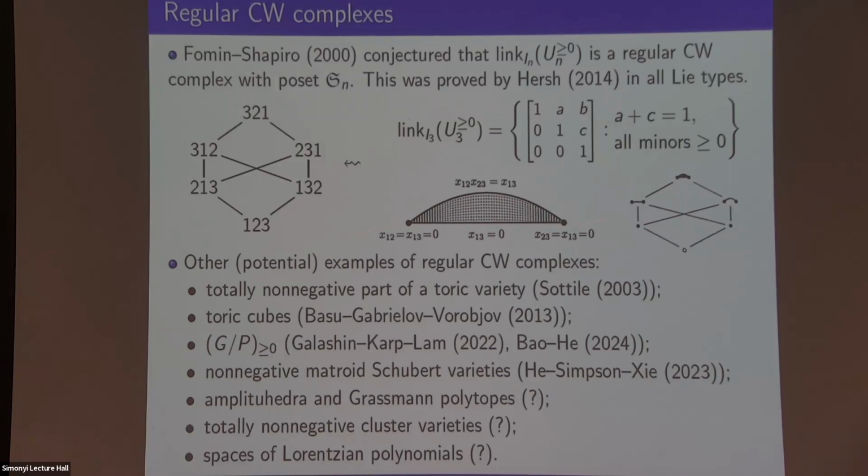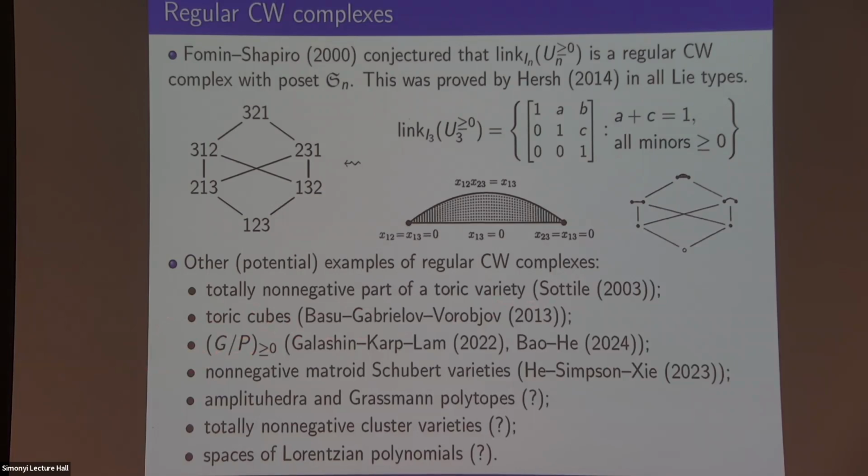Okay, and so I just want to mention some other examples of regular CW complexes. I mentioned polytopes are one example, and actually the totally non-negative part of a toric variety is also a regular CW complex. This is explained by Sottile, where the algebraic moment map gives a homeomorphism to its moment polytope. Also objects called toric cubes, introduced by Engström, Hersh, and Sturmfels, and proved by Basu, Gabrielov, and Vorobjov to be regular. The totally non-negative part of a partial flag variety.